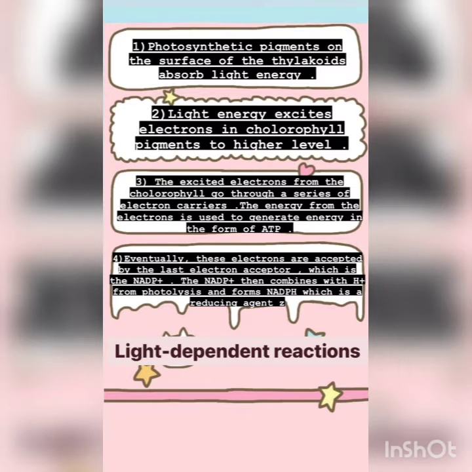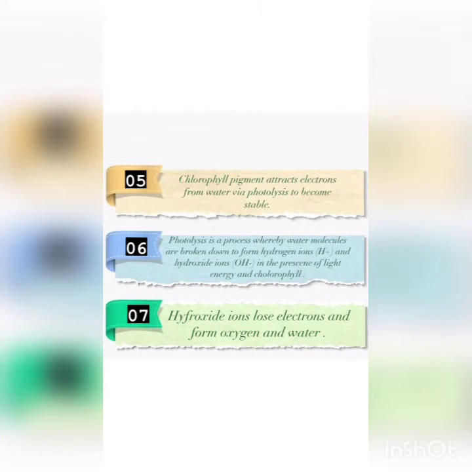The NADP+ then combines with H+ from photolysis and forms NADPH, which is a reducing agent. Chlorophyll pigment attracts electrons from water via photolysis to become stable. Photolysis is a process whereby water molecules are broken down to form hydrogen ions and hydroxide ions in the presence of light energy and chlorophyll. Hydroxide ions lose electrons and form oxygen and water.